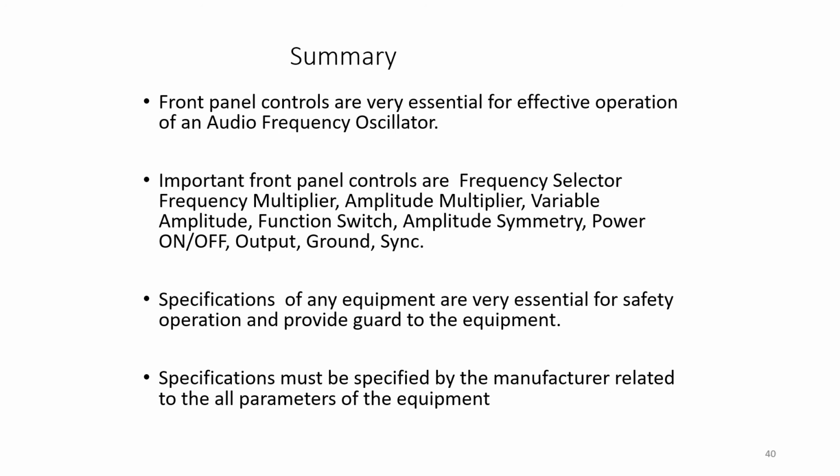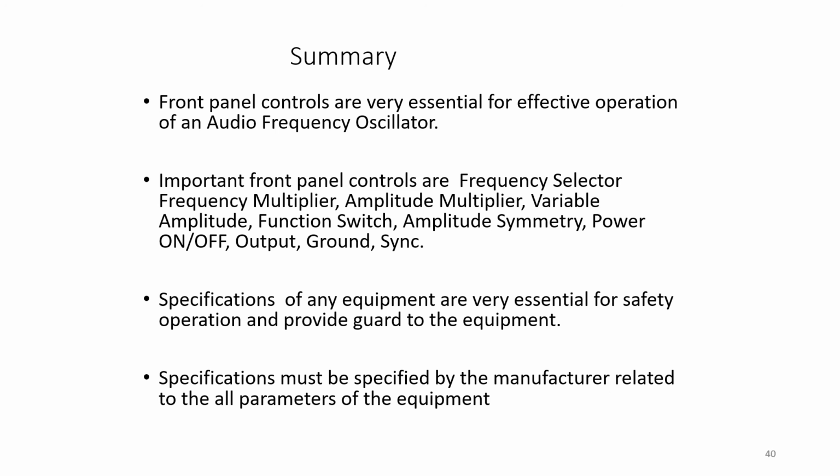It selects either the sine wave or square wave. The frequency multiplier selects a frequency range over 5 decades from 10 Hz to 1 megahertz. The amplitude multiplier attenuates the sine wave in 3 decades, into 1, into 0.1 and into 0.01. The variable amplitude attenuates the sine wave amplitude continuously. The symmetry control varies the symmetry of the square wave from 30% to 70%.